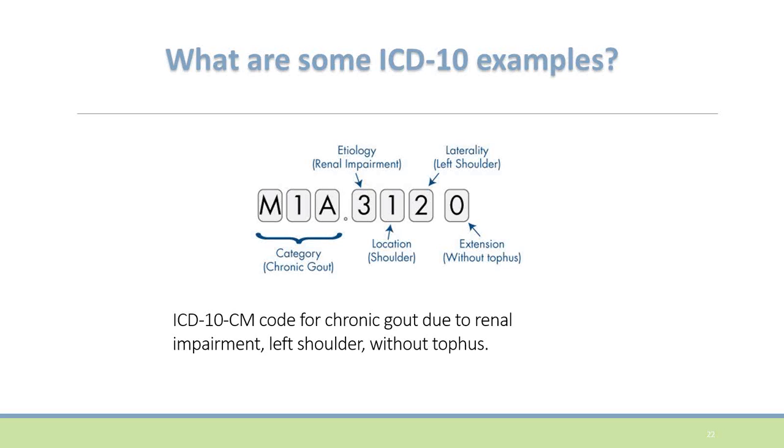So how would you do that? How would you code a bilateral extremity? You would use the dominant side first and then use the second code after that. So if the dominant side was right, you would use whatever code for right and then go down to left.